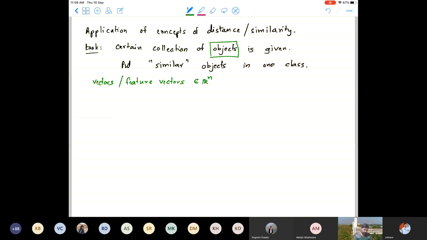That's what we mean. And what do we mean by similar objects? By similar objects, we mean a collection of vectors which are close. Okay. And when we say close, or yes, Atif, do you want to say something?